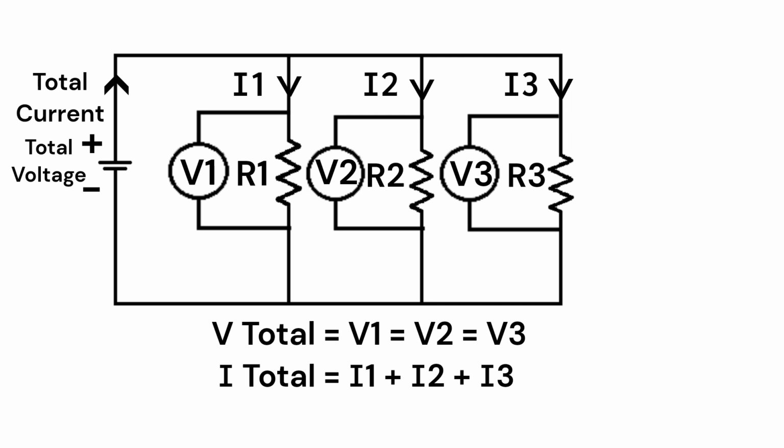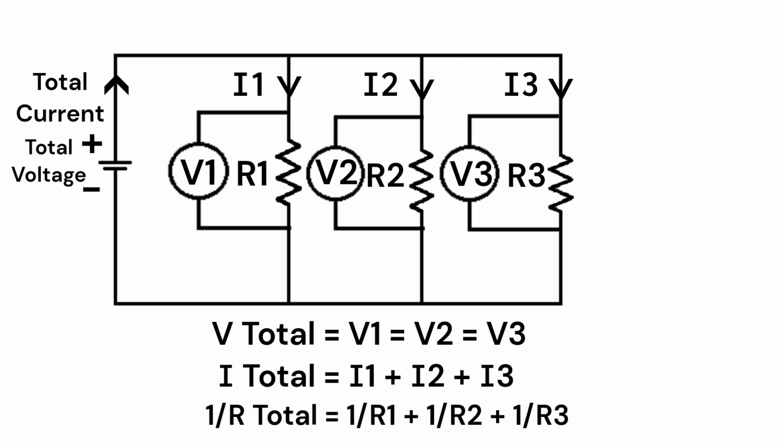And the resistance in a parallel circuit is the inverse of total resistance equal to the sum of the inverse of each individual resistance. So 1 by R total is equal to 1 by R1 plus 1 by R2 plus 1 by R3.